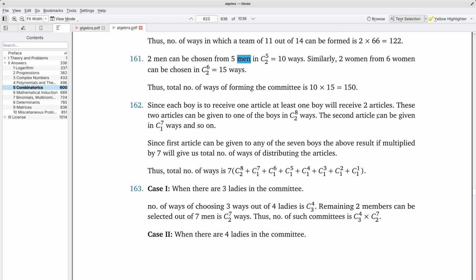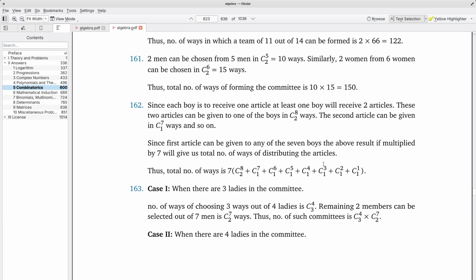The second article, or rather the third article, can be given in 7C1 ways, and so on. Since the first article can be given to any of the 7 boys, the above result, if multiplied by 7, will give us the total number of ways of distributing the articles. So the total number of ways is 7 multiplied by 8C2 plus 7C1 plus 6C1 plus 5C1 and so on till 1C1.